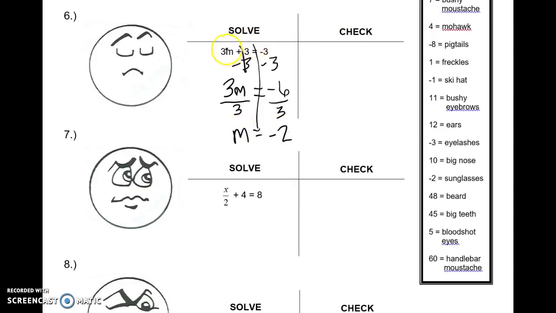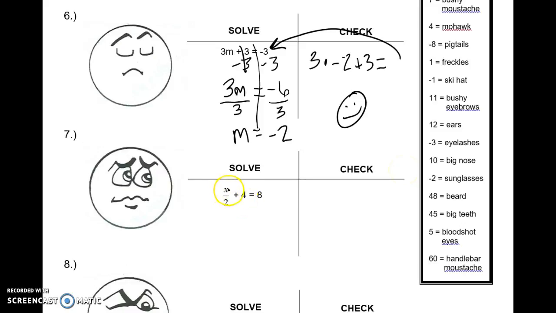And then to check it, you plug it in right there. So 3 times negative 2 plus 3. Type that into your calculator, hit equals. If you get that right there, then sweet, you are correct. Answer should all show up over here. Nothing on this whole sheet should be a fraction or a decimal.